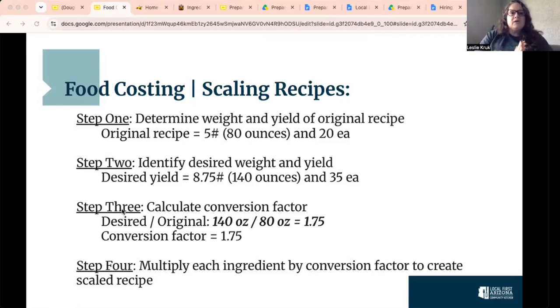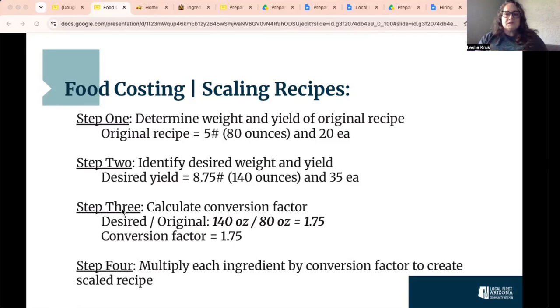So step one, you're going to take your recipe, the original recipe that you make, and you need to calculate the yield. In this circumstance, I have it 5 pounds was the total yield of the recipe. And I converted that to ounces for ease of comparison. So I took 5 pounds times 16 ounces. There's 16 ounces in a pound. And that gave me the 80 total ounces that came out of that recipe. And of those 80 ounces, I can make 20 each, or 20 units of whatever the product is that I'm creating.